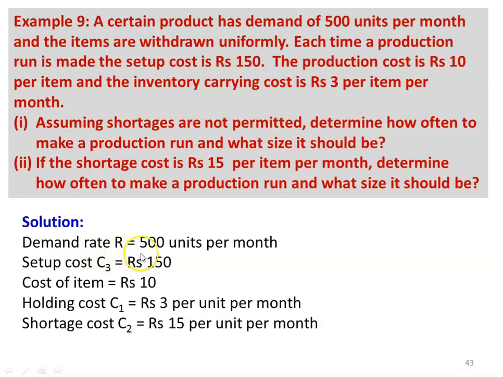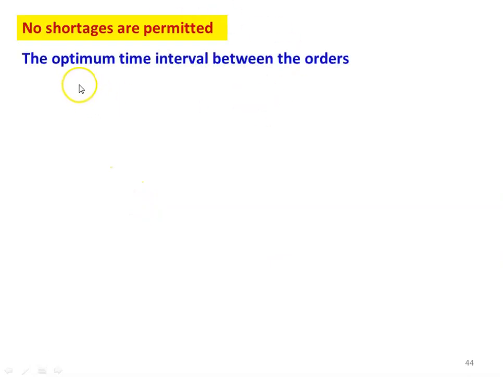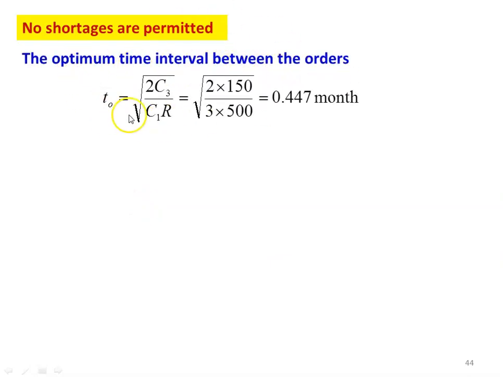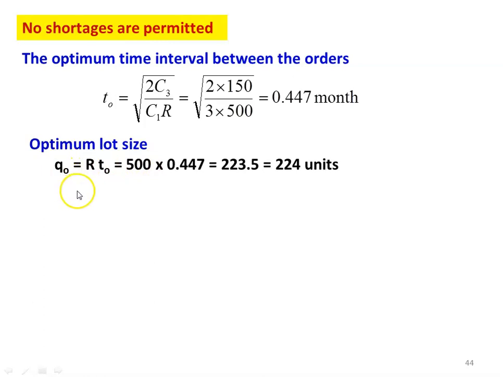So, we are given demand rate R equal to 500 units per month, setup cost equal to rupees 150, and the cost of the item rupees 10, holding cost C1 equal to rupees 3 per unit per month and the shortage cost C2 equal to rupees 15 per unit per month. So, initially we take no shortages are permitted, the optimum time interval between the orders TO equal to square root of 2C3 by C1R, which is square root of 2 into 150 divided by 3 into 500 equal to 0.447 month. The optimum lot size equal to QO equal to R into TO, which is 500 into 0.447 equal to 223.5, which is equal to 224 units.